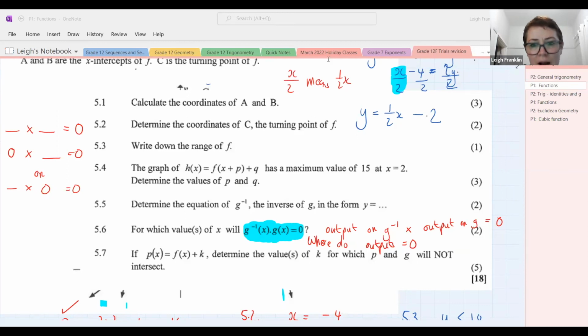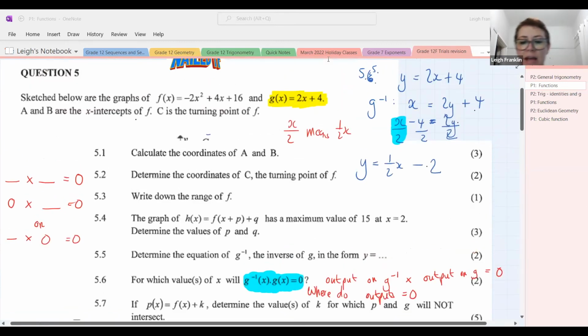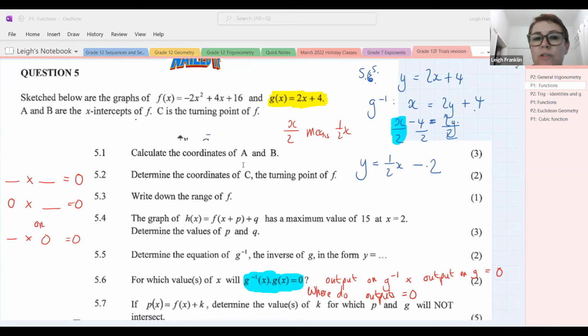Okay, so now can you find the x-intercepts of g minus 1 and g? I'm going to let you guys do that yourselves. You're going to find the x-intercepts of g minus 1 and g.